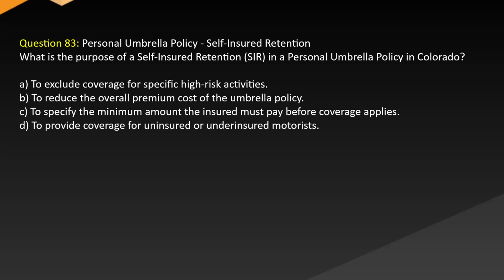Question 83. Personal umbrella policy. Self-insured retention. What is the purpose of a self-insured retention in a personal umbrella policy in Colorado? A. To exclude coverage for specific high-risk activities. B. To reduce the overall premium cost of the umbrella policy. C. To specify the minimum amount the insured must pay before coverage applies. D. To provide coverage for uninsured or underinsured motorists.